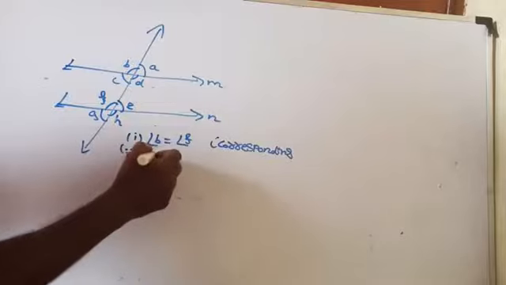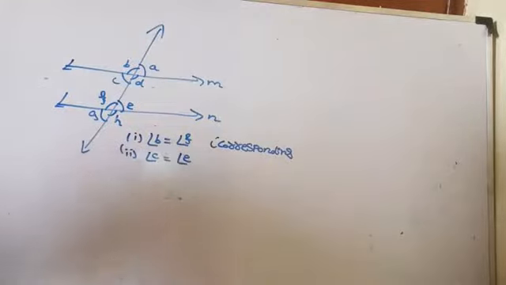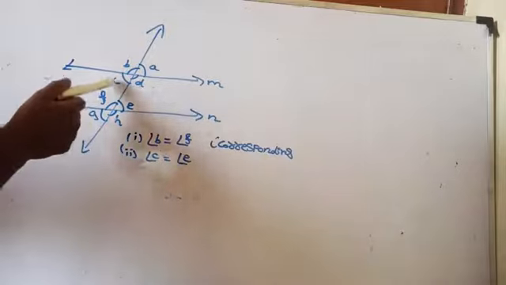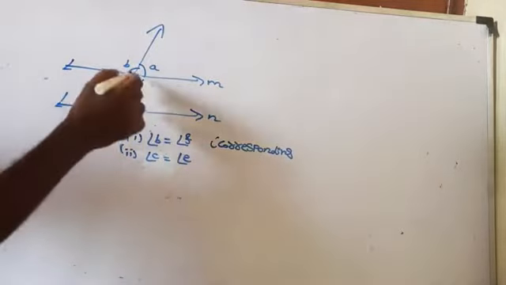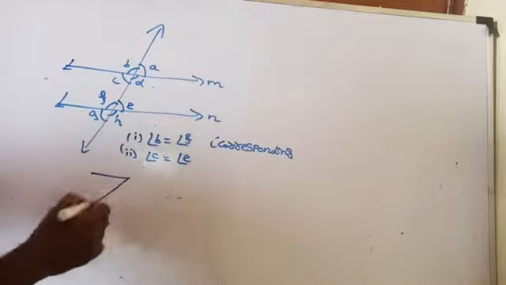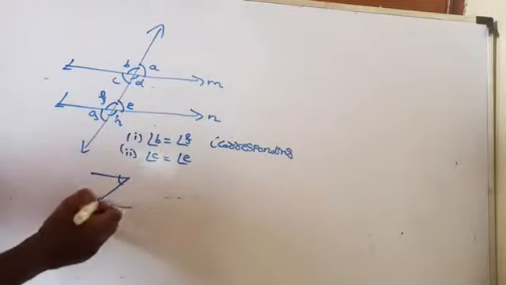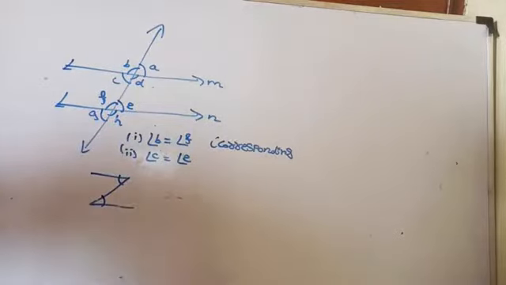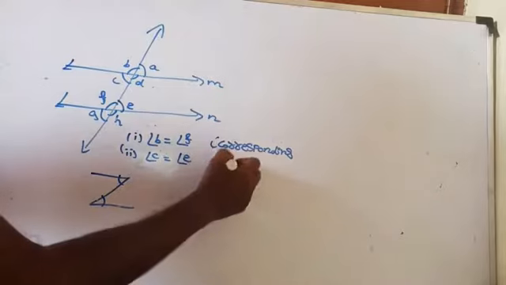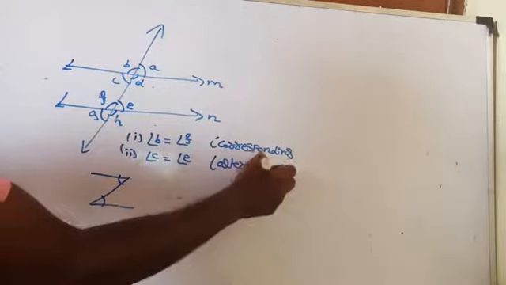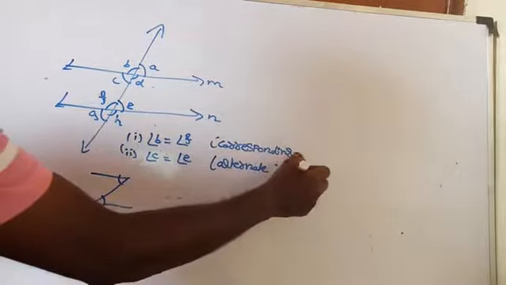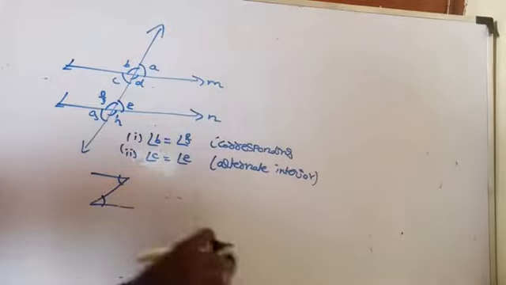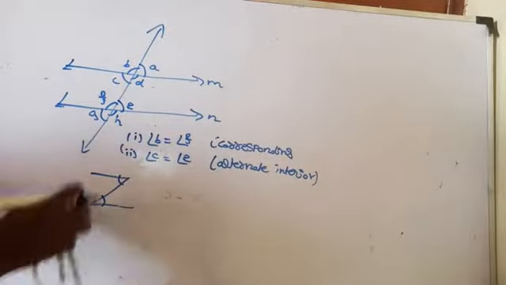Then the second one: angle C equals angle E. Where is angle C? Here. Angle E is here. If it forms a Z, then the alternate interior angles are equal. What is the reason? Alternate interior angles. Right? Okay.